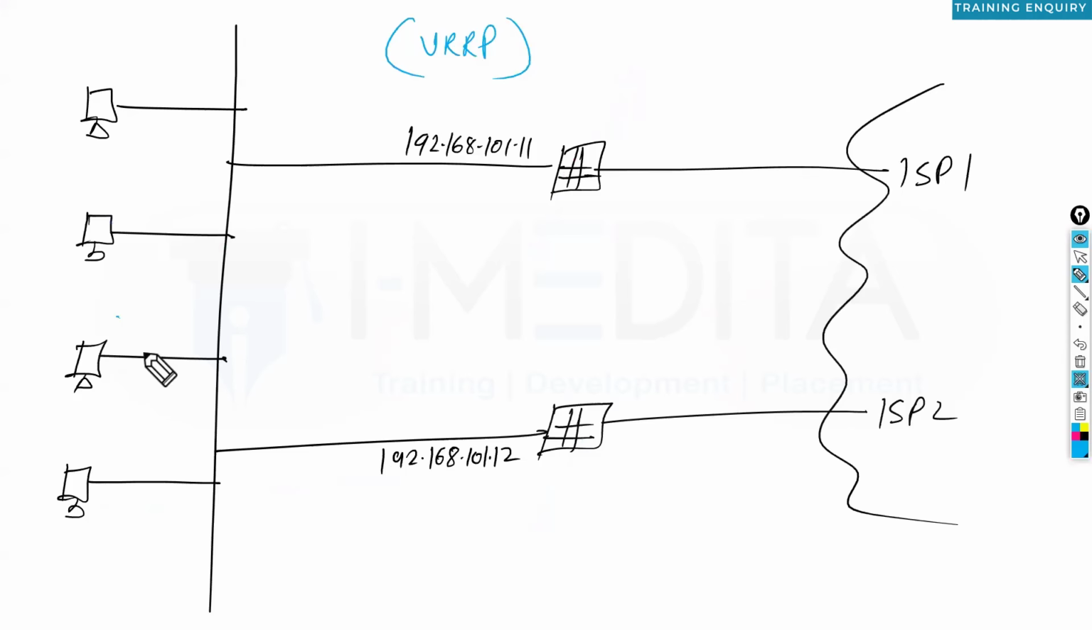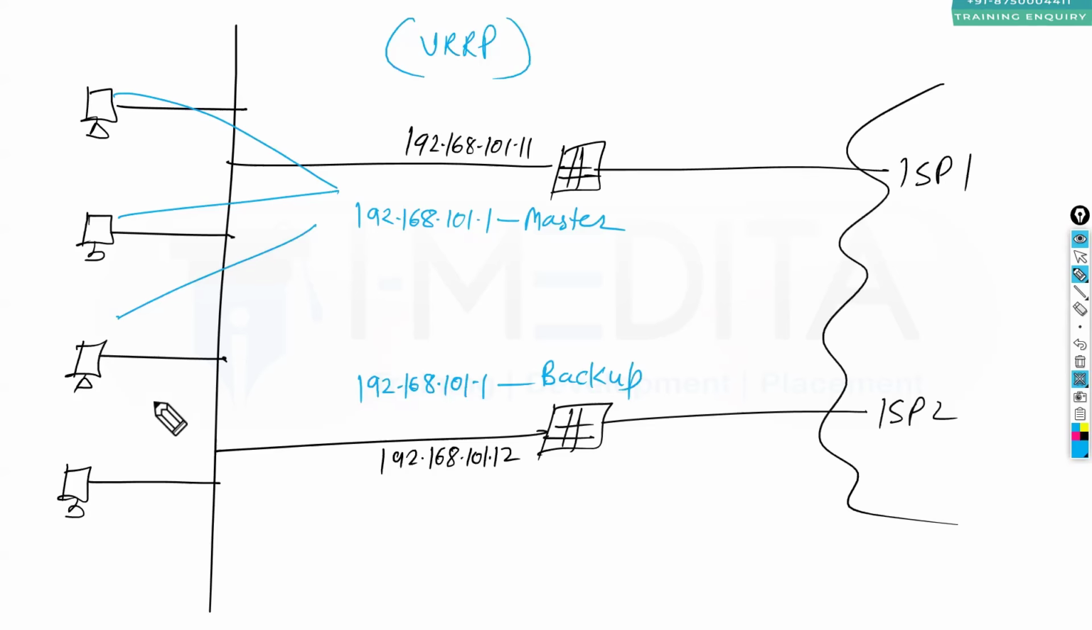With the help of VRRP, we will create a virtual IP here like 192.168.101.1. The same virtual IP we will configure at the firewall too. With the help of this virtual IP, or with the help of VRRP, we will tell firewall 1 that for this IP, you will be primary, or you will be the master, and firewall 2, you will remain backup for this IP. Now, this IP will be the gateway for all the clients. All the clients will use this IP address as gateway, and for this IP, who is the master? Firewall 1 is the master.